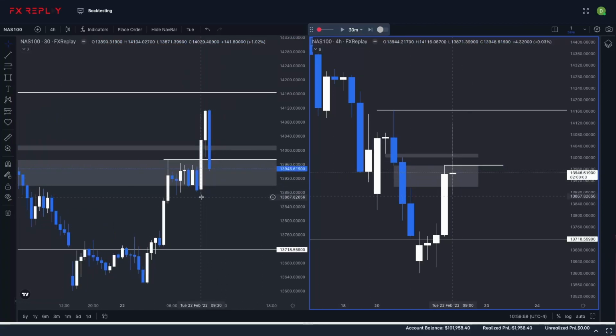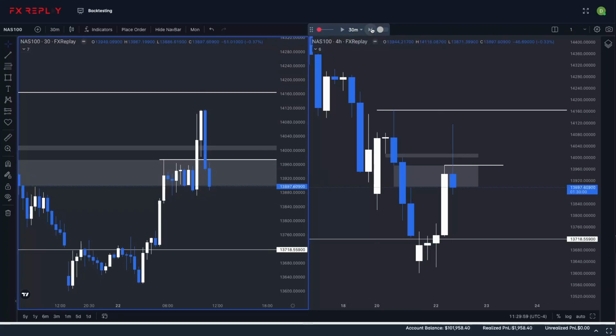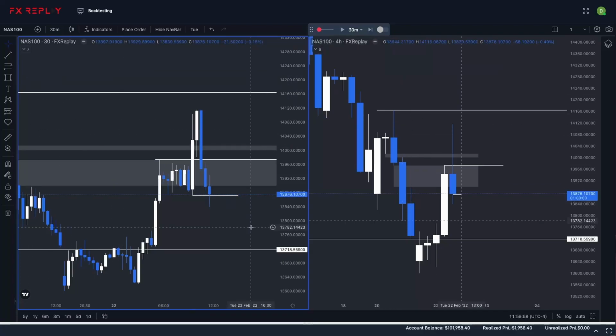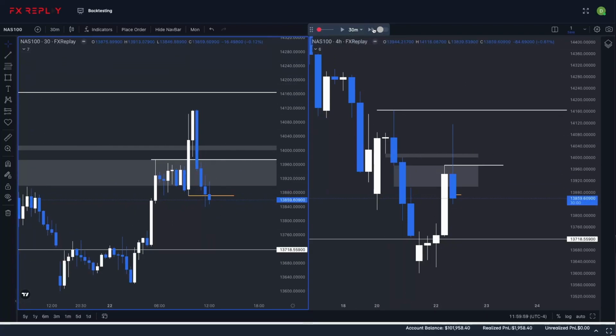This candle right here would be our raid candle. Let's see if we close below it. We're coming for it. We wick it. Okay, so this is the level I'm looking at. This is the raid candle. See if we close below it.